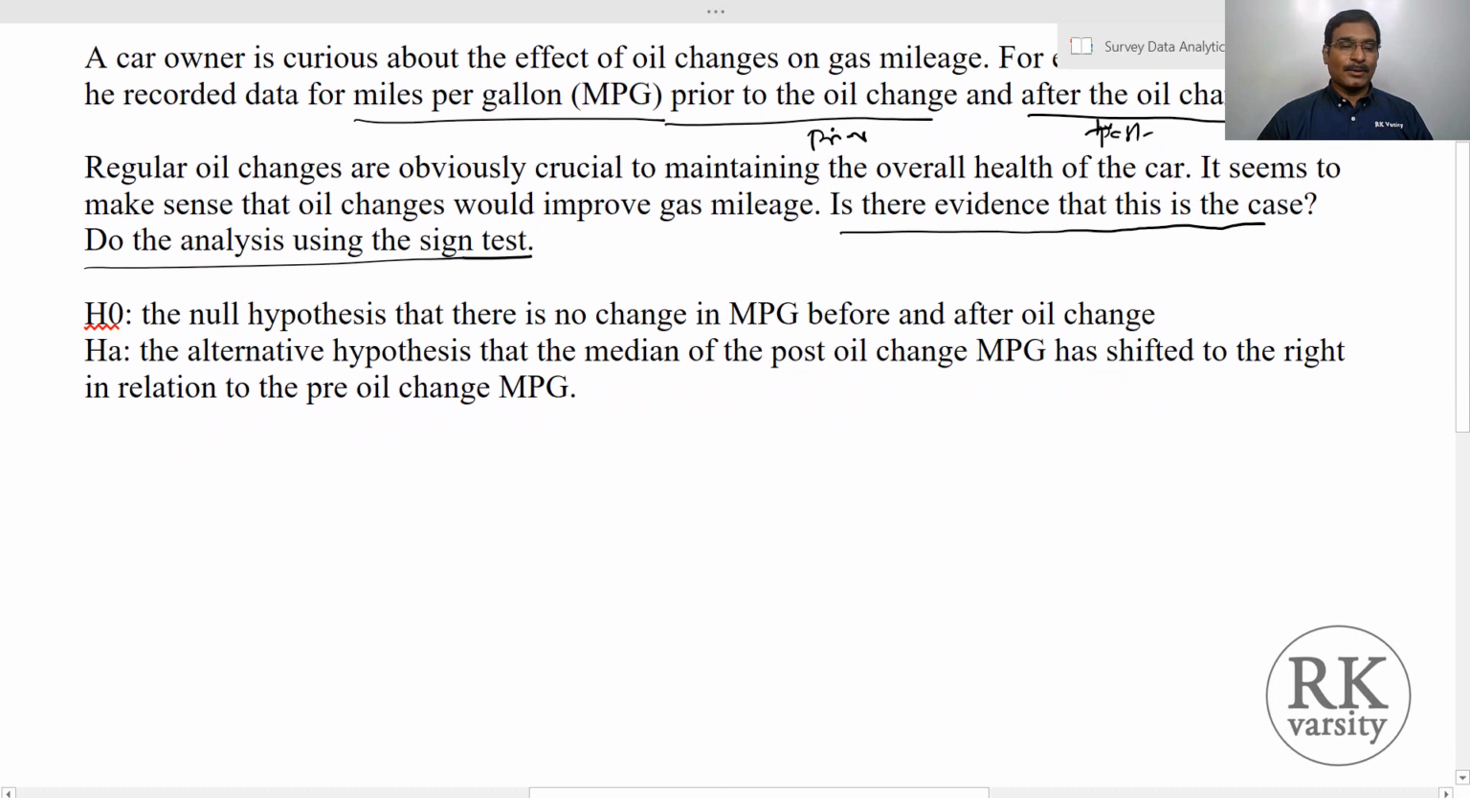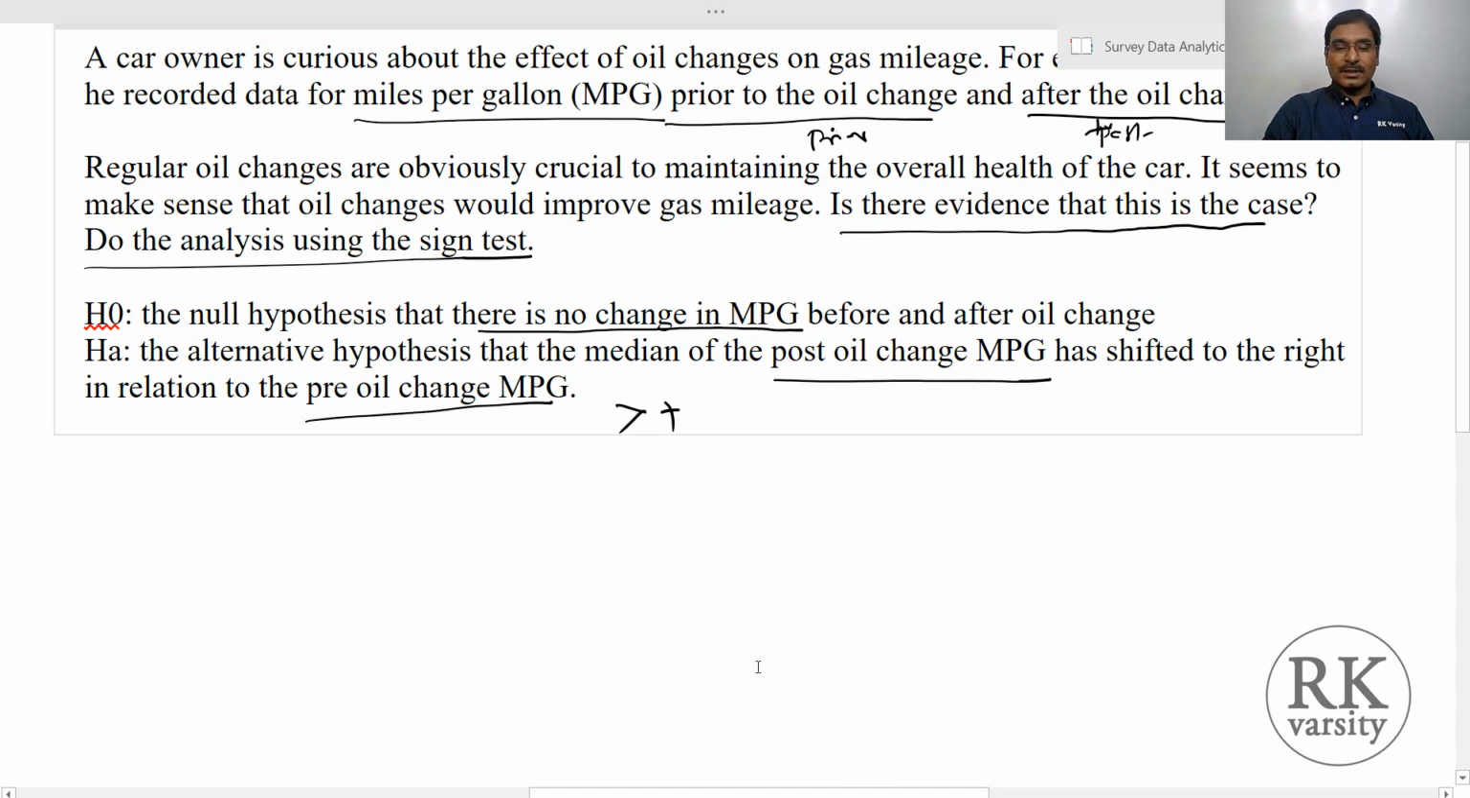Now the hypothesis that we frame is that the null hypothesis is that there is no change in miles per gallon before and after the oil change, that is, pre and post oil change. There is no change in miles per gallon. The alternative hypothesis is that the median of the post oil change miles per gallon has shifted to the right in relation to the pre oil change. So we are considering one tail here because we are expecting an improvement, so the positive side.